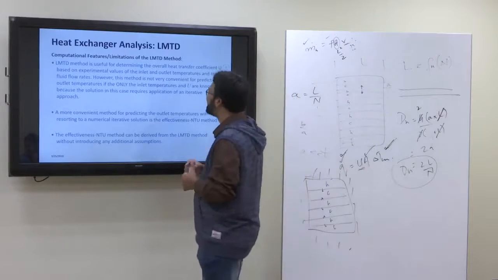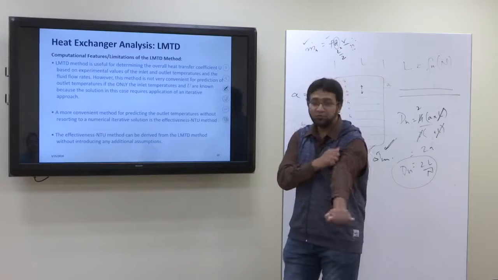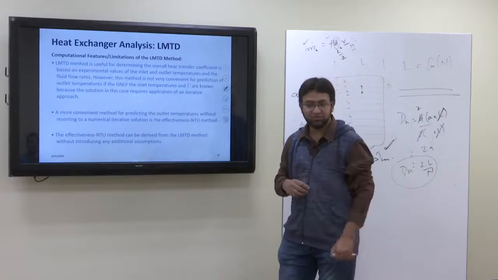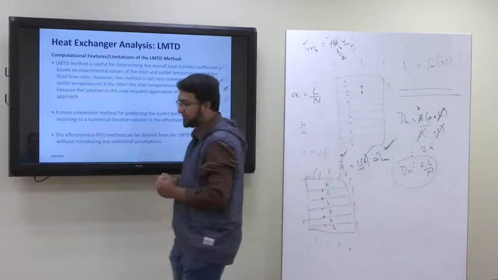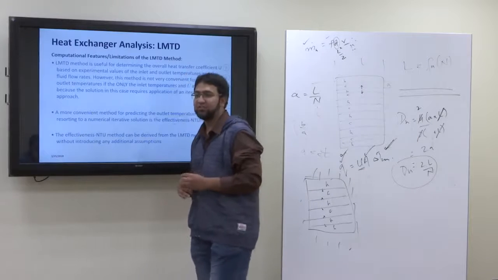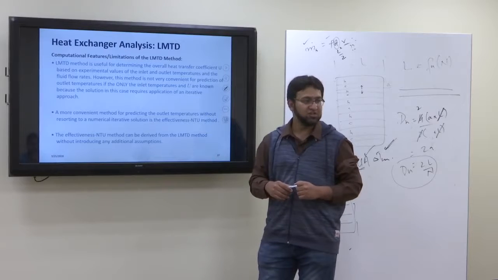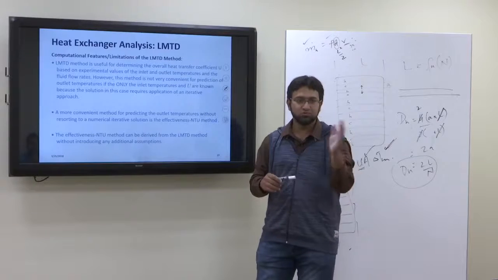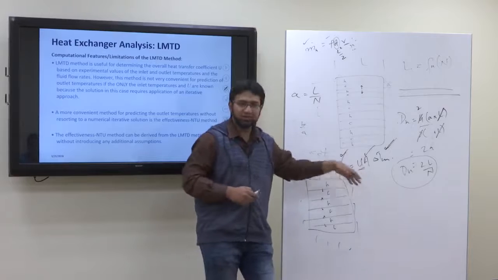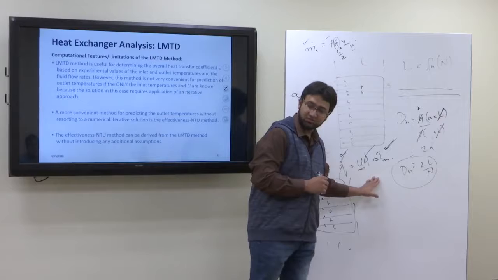Good. So now let's move ahead. We did the heat exchanger analysis using UA-LMTD, right? Q equals UA-LMTD. That was the main formula that we have been using. So this is one type of analysis.